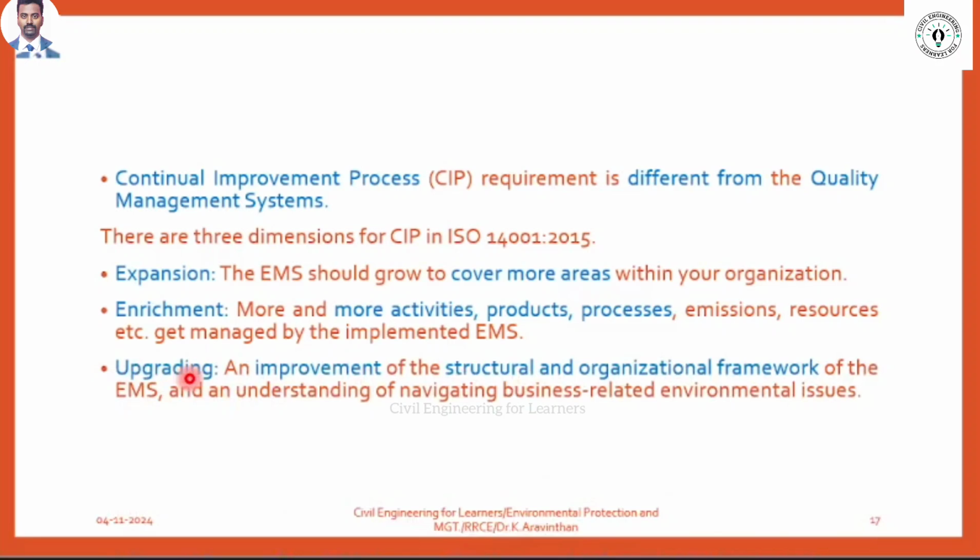The third thing is upgrading. The equipment and tools that the organization uses for manufacturing, service or process, they can upgrade in order to improve the continual improvement process.